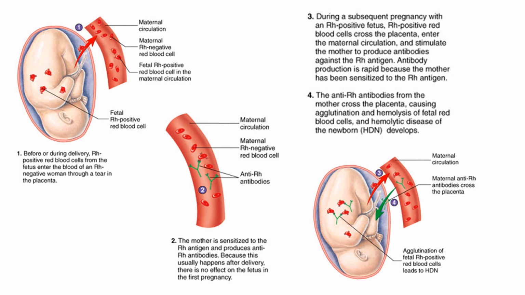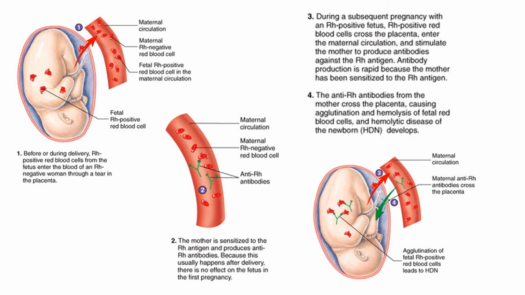So this is how the transfusion, or the transfer of the Rh, can happen. First, before and or during the delivery, the Rh positive red blood cells from the fetus enter the blood of an Rh negative woman through a tear in the placenta. Once that happens, the mother is sensitized to the Rh antigen and produces anti-Rh antibodies. And because this usually happens after delivery, there is no effect on the fetus in the first pregnancy.